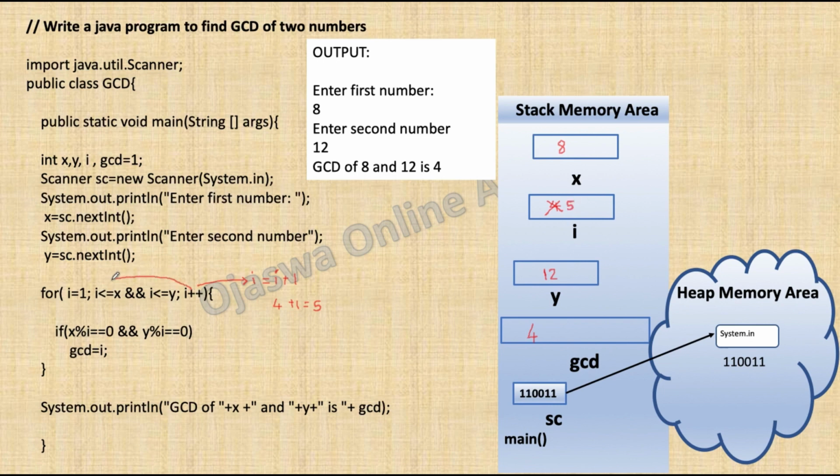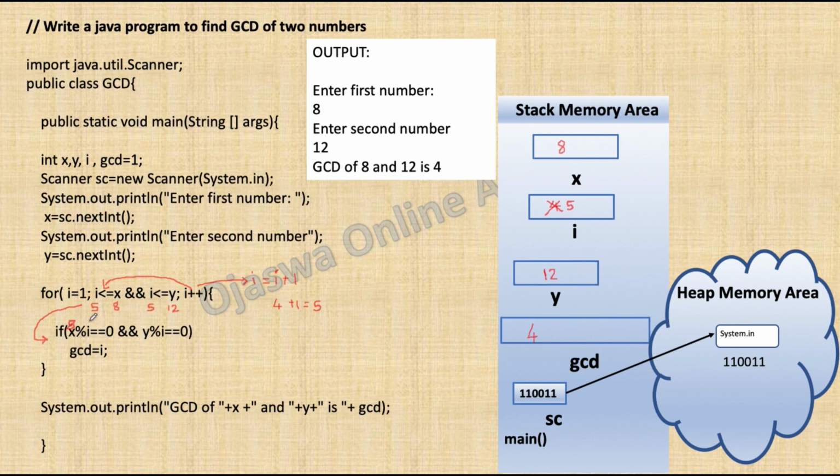Now from here control of the program will go to the condition. Again the condition is checked. Value of i is 5, less than 8. Condition is true. Hence next condition will be evaluated. Value of i is 5, less than 12. Both the conditions are true. Now the control of the program comes inside the for loop and the if block executes.